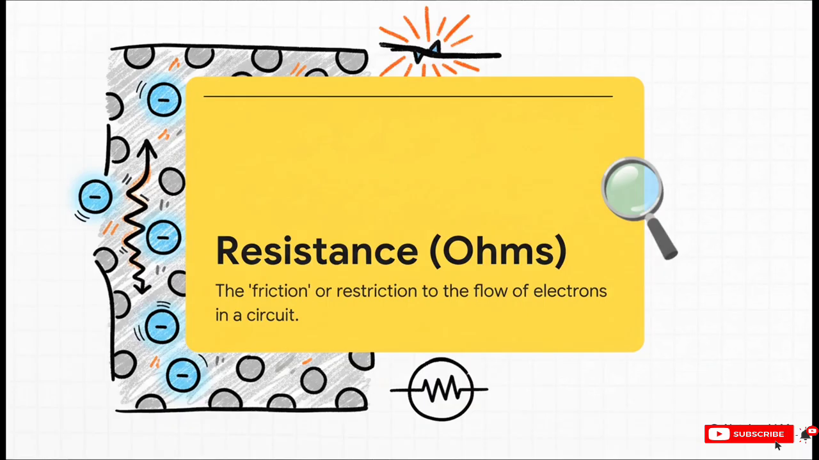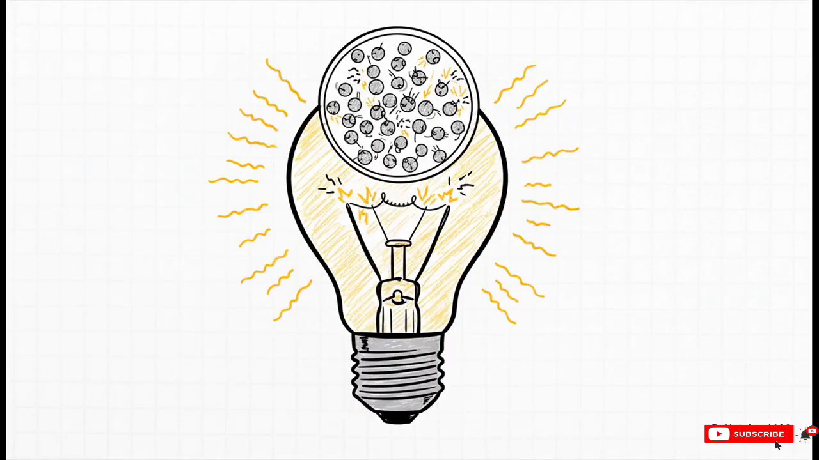The final rule of the road is resistance. The thing is, no material is a perfect conductor. As those electrons flow, they're constantly bumping into and colliding with the atoms of the material. This creates a kind of electrical friction that slows the whole thing down, and we call that opposition to the flow resistance.